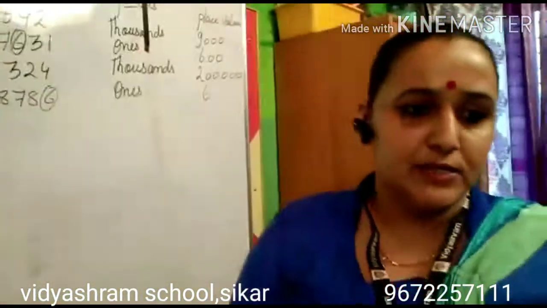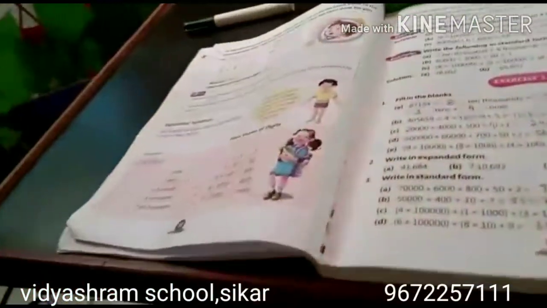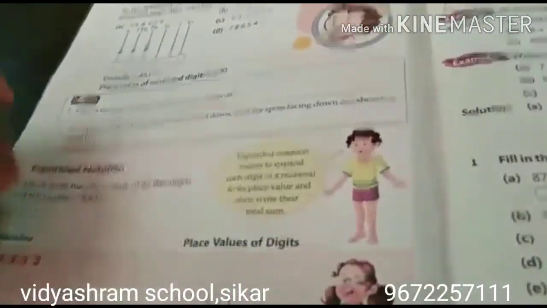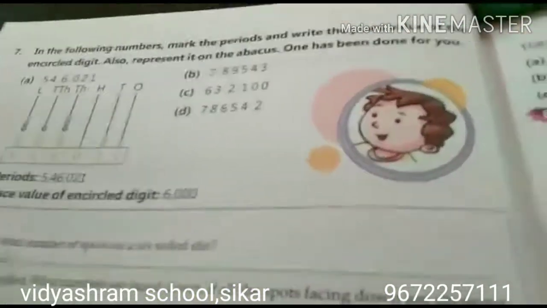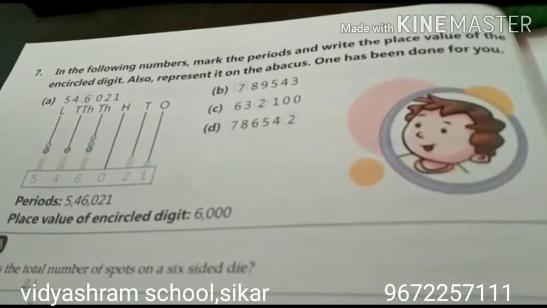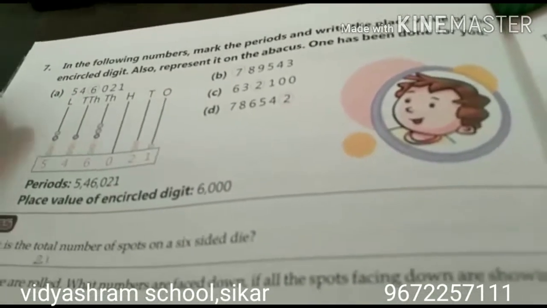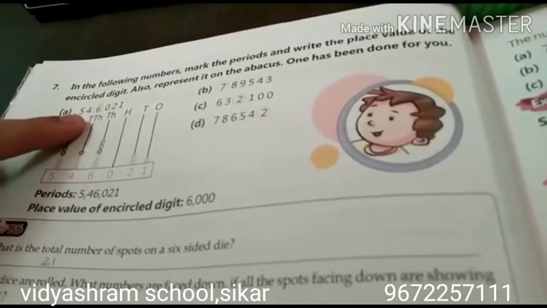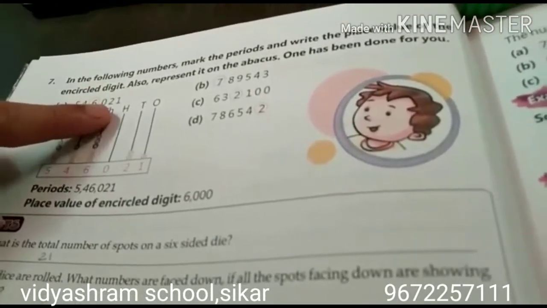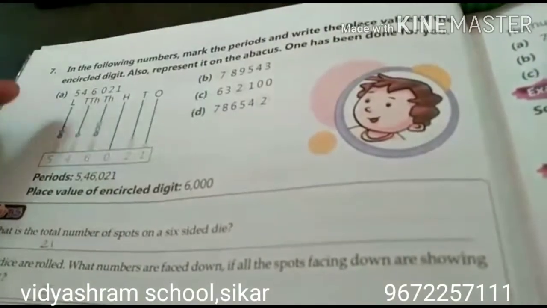So there will be 6 questions, and the next one, question 7, we have to do in our book only. You can see, I will show you how you will do it. In the following numbers, mark the periods and write the place value of the circled digit. Also represent it on the abacus. One has been done for you. See here, number 1 is given to you: 546021. You have to make an abacus like this and solve the number.